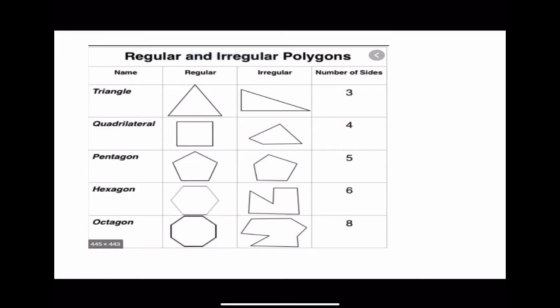The same applies with the quadrilateral, quad meaning 4. Pentagon, we've got a 5-sided shape. Hexagon, 6 sides. Look at the irregular hexagon. We don't normally think of that as a hexagon, do we? And then you've got the octagon, 8 sides.